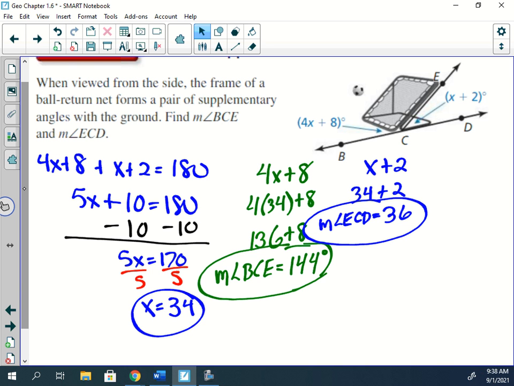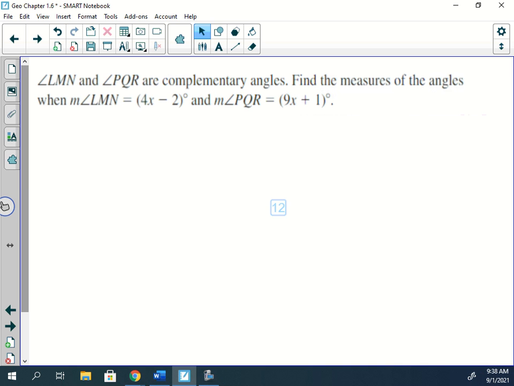Questions on this here? Do we need to see another example of finding the complementary angles? We're good? Angel? Okay.